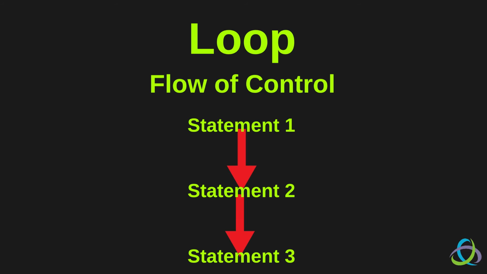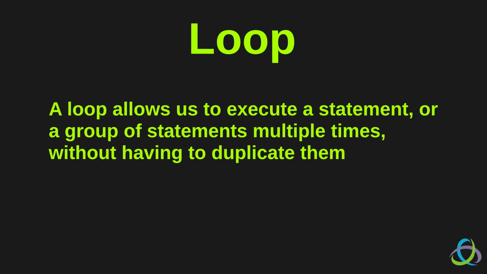In general, statements are executed sequentially, right? Like the first statement in a function is executed first, followed by the second, and so on. Programming languages provide various control structures that allow for more complicated execution paths. A loop statement allows us to execute a statement or a group of statements multiple times.